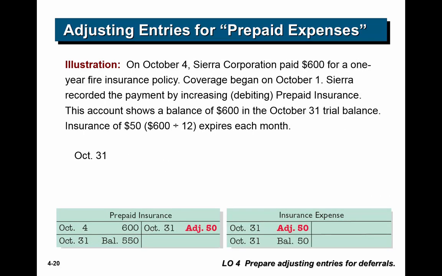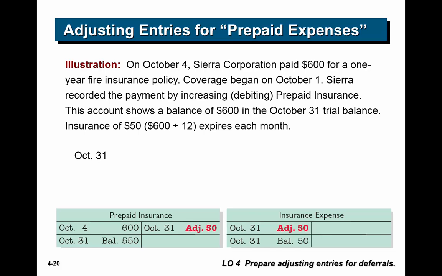All right, another one. On October 4th, Sierra Corporation pays $600 for a one-year fire insurance policy. Coverage began on October 1st. Sierra recorded the payment by increasing or debiting an account called prepaid insurance, which is an asset. And their cash would have gone down, right, when they paid for it. Then at the end of each month, they have to do an adjustment to show that they are using some of that prepaid expense, the asset is going down, and that they are claiming it as an expense.